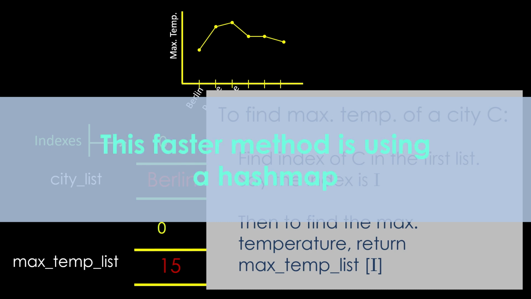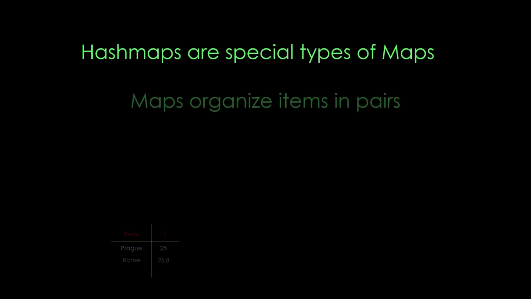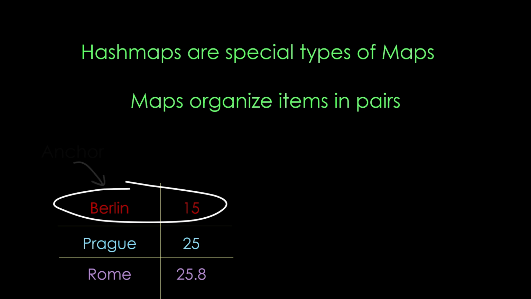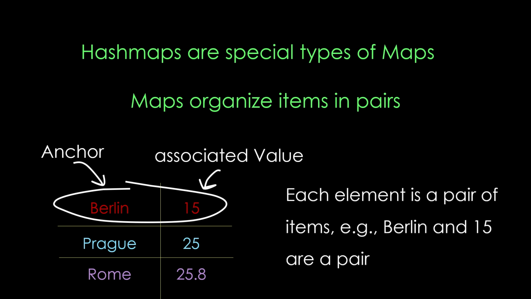This method is using a new data type called hash map. It uses some interesting concepts that make the retrieval of temperature for a city much faster than using two lists. First, note that a hash map is a special kind of map, and a map is also a data type which always organizes its elements as a pair of items. Each pair consists of an anchoring item and a value associated with this item.